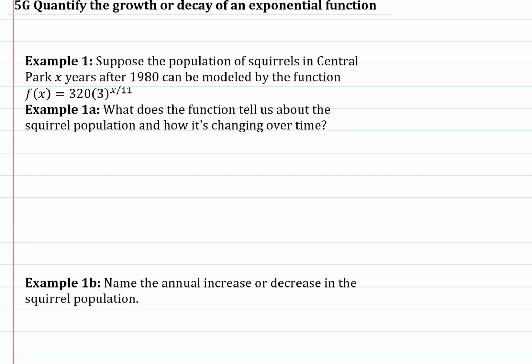Example 1. Suppose the population of squirrels in Central Park x years after 1980 can be modeled by this function, f of x equals 320 times 3 to the x over 11. What does the function tell us about the squirrel population and how it's changing over time?